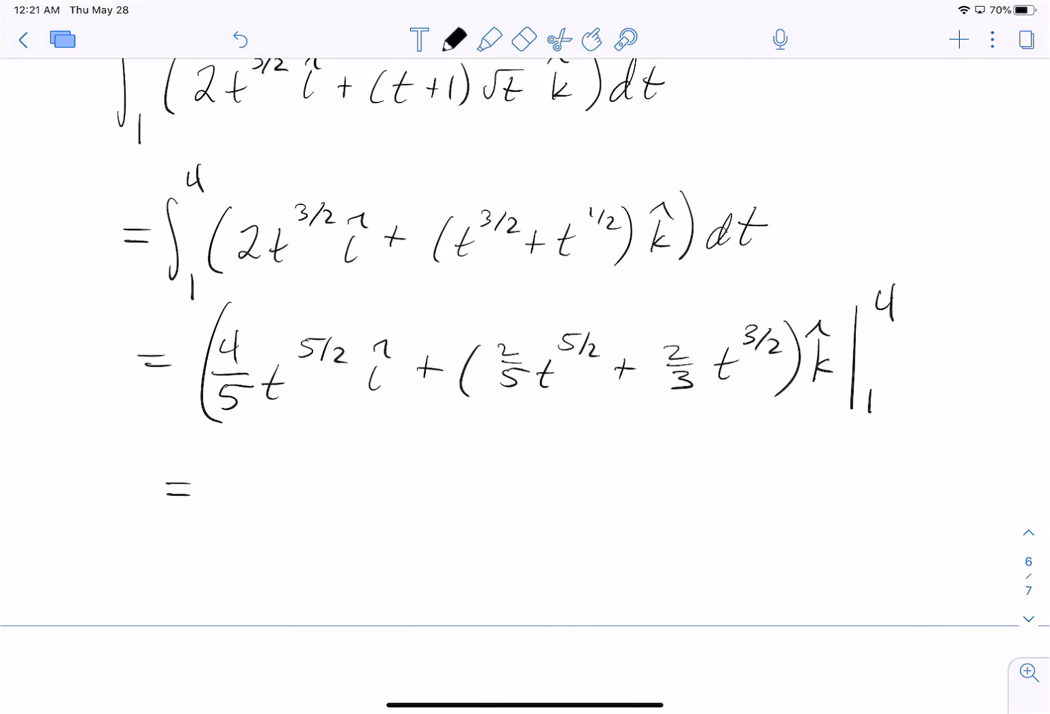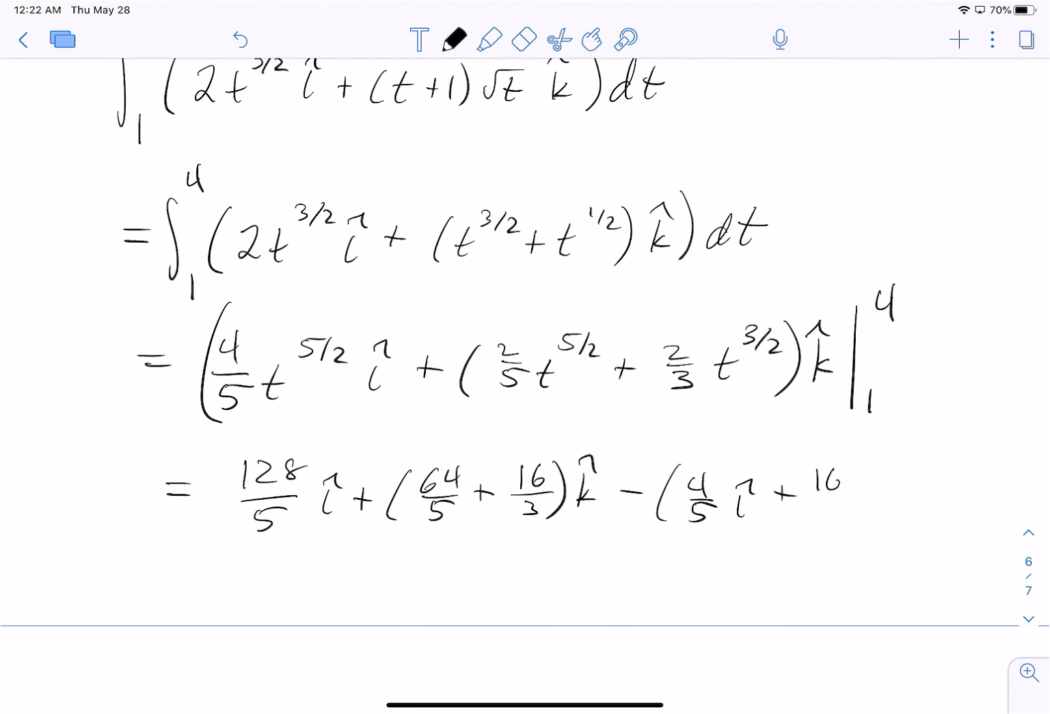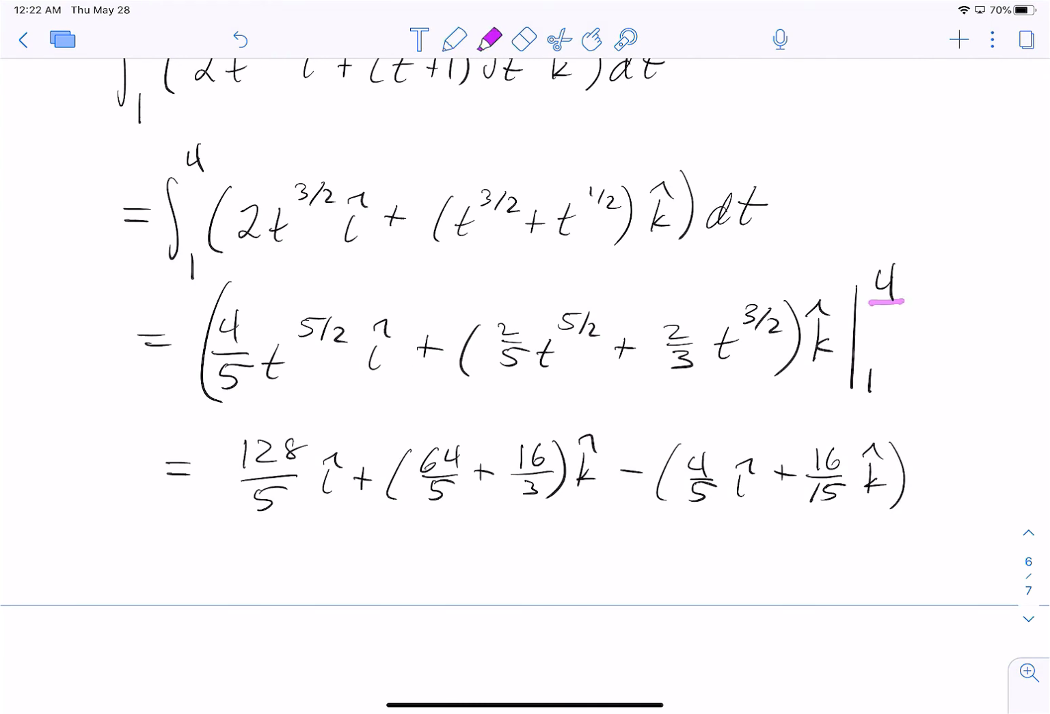Putting 4 in place of t gives us 128 over 5 i plus the quantity of 64 over 5 plus 16/3 k. Putting 1 in place of t is going to give us 4/5 i plus 16/15 k. I'll just quickly denote what we did with some colors.